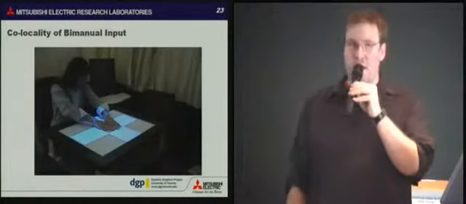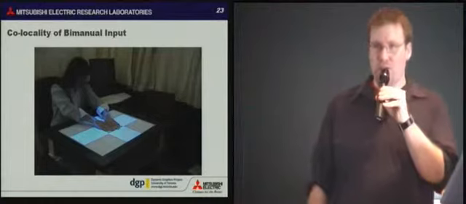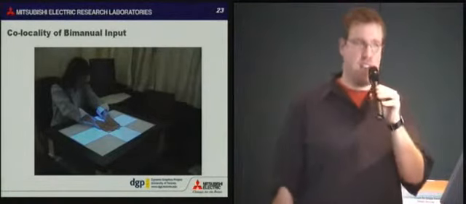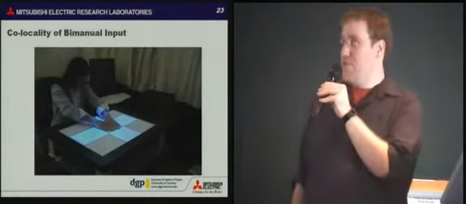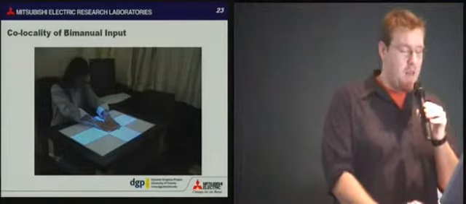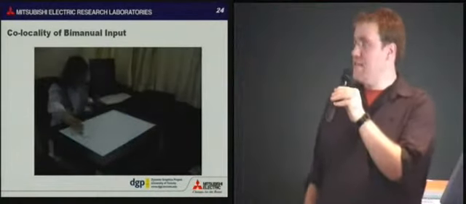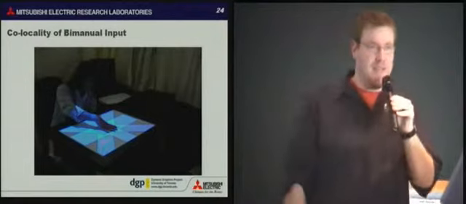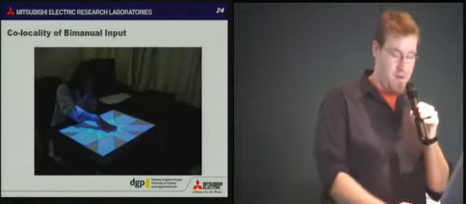Another property is that we're able to have colocality of bimanual input. So with a direct touch input device, two hands cannot touch in the same place at the same time, as this user is attempting to do, forcing her hands through each other. But once we move to two sides of the table, the user is able to put both of her hands in the same place at the same time. And this can enable interactions that might not otherwise be possible.